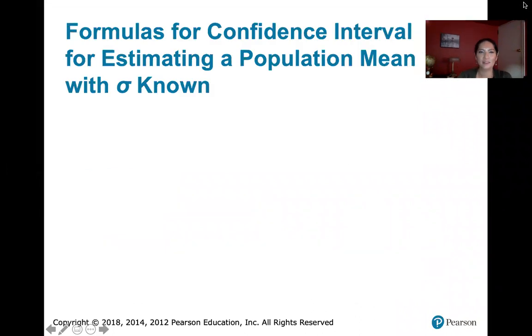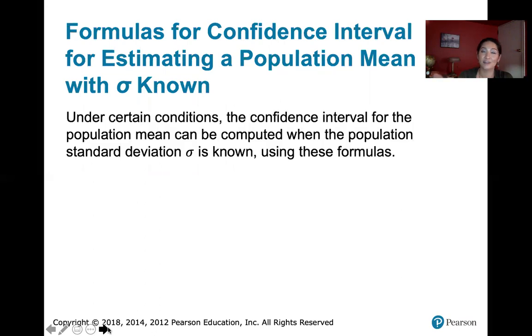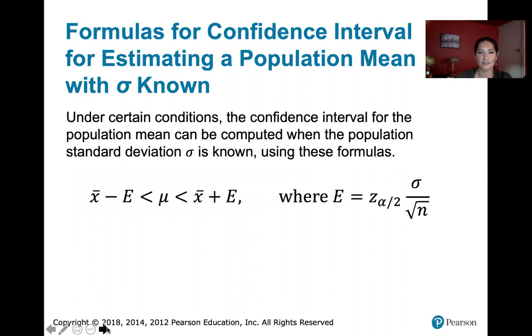So here are some formulas. Now these are the formulas for the confidence interval for estimating a population mean in the rare case that the standard deviation sigma is known. It's the standard deviation of the population. We'll say that under certain conditions, the confidence interval for the population mean can be computed when that population standard deviation is known using these formulas.